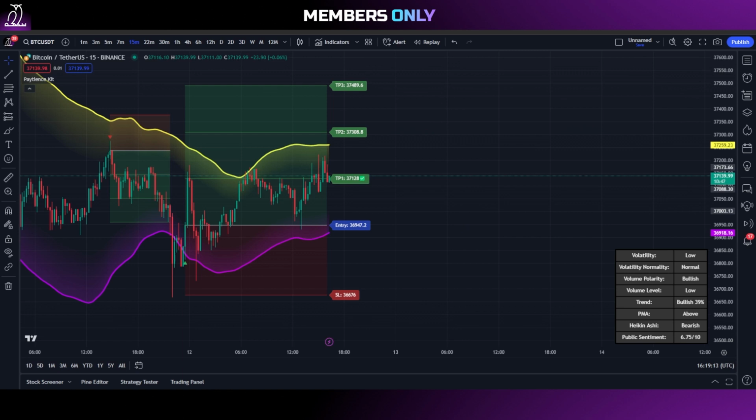The key here is being educated and having patience and knowing how to use these indicators, because the proof is in the pudding. The proof is in the profits, folks.